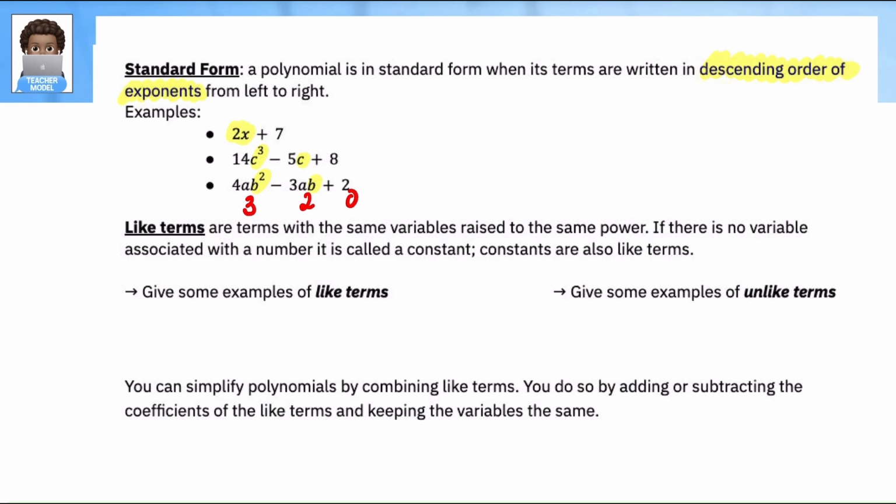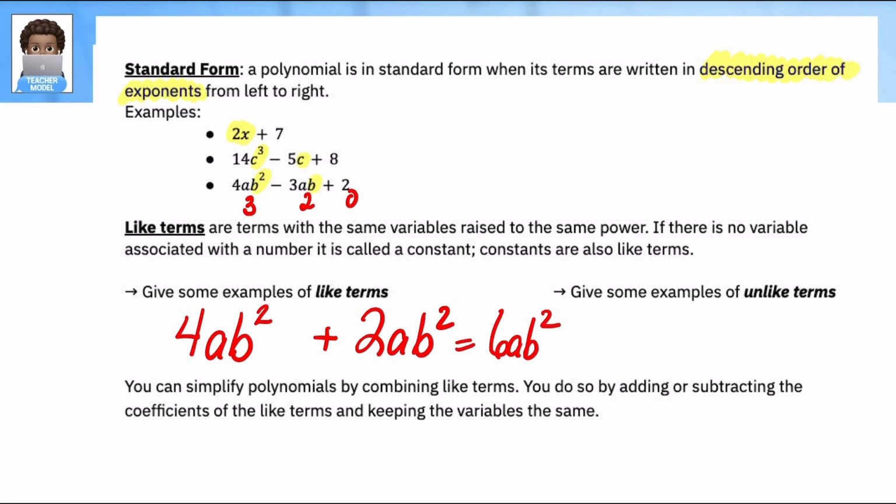For like terms, again, we're looking for variables raised to the same power. So for example, if I have 4ab and 2ab squared, I cannot add these up together because they are not the same. However, if they both had ab squared, then I could add them together, and that would just give me 6ab squared. Okay, but I could not add them if I had 1 squared and 1 was not squared. Nope, these have to stay separate.